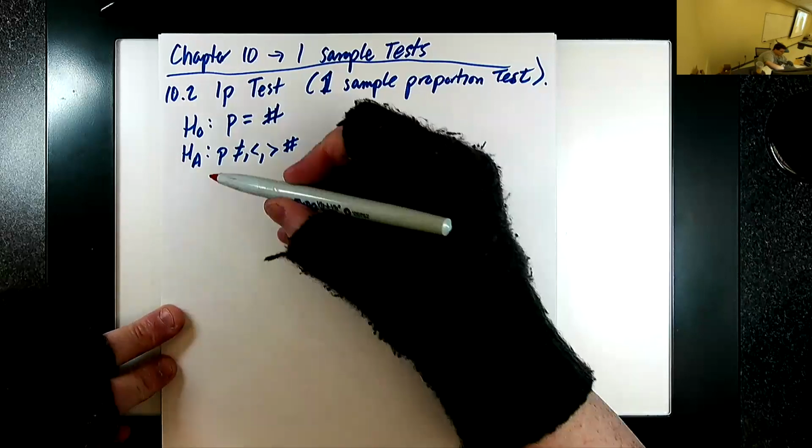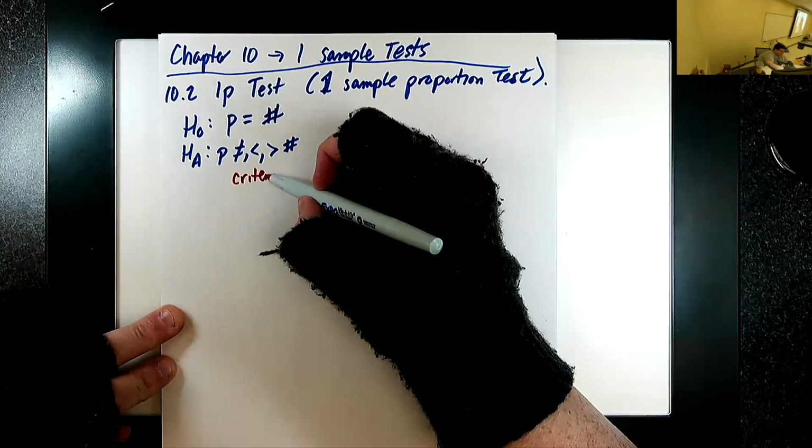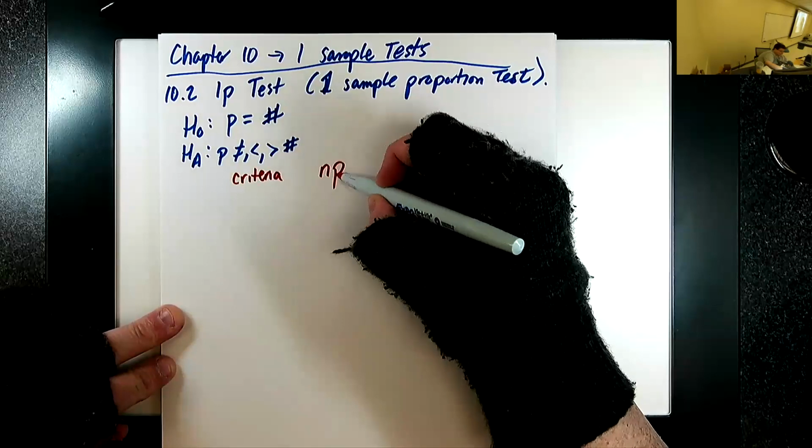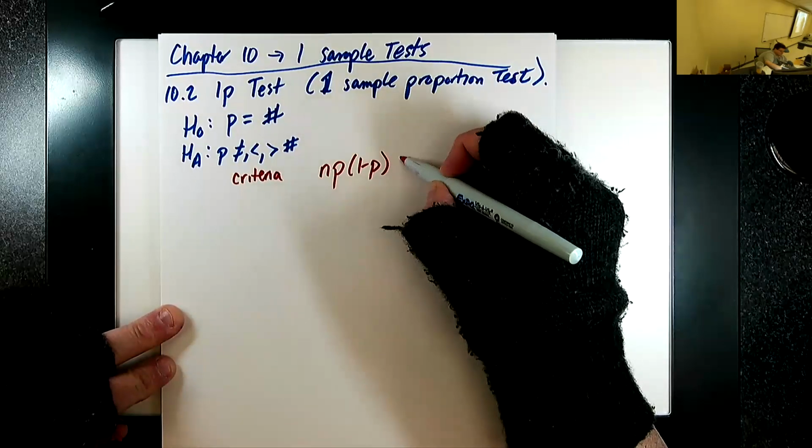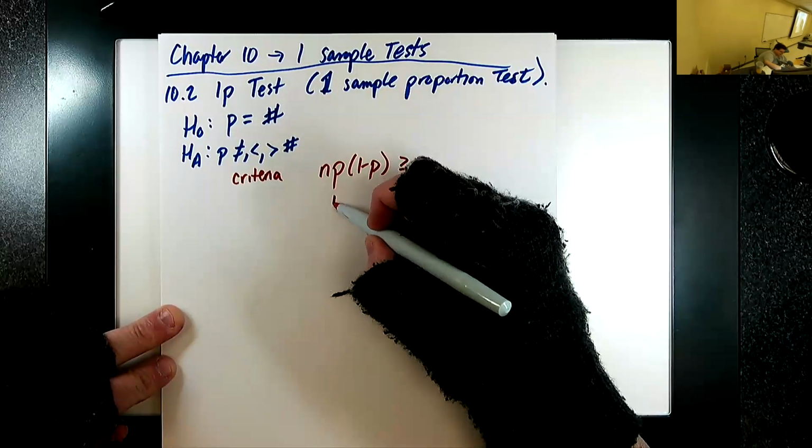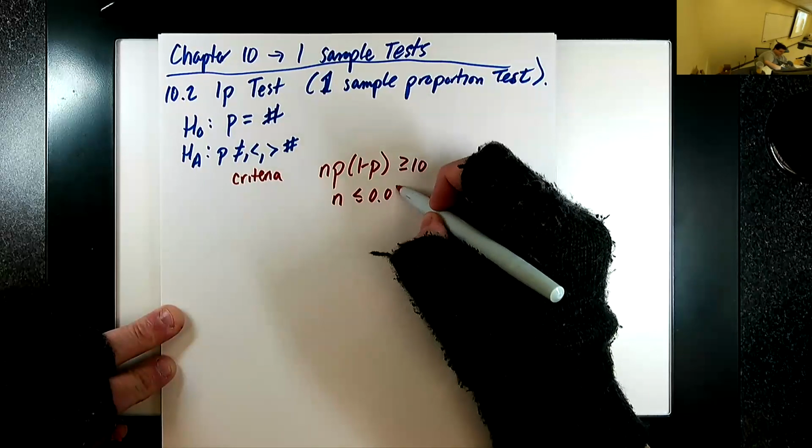If you've been doing your homework, you will have seen the criteria: N times P times 1 minus P is greater than or equal to 10, and N is less than 0.05 big N.